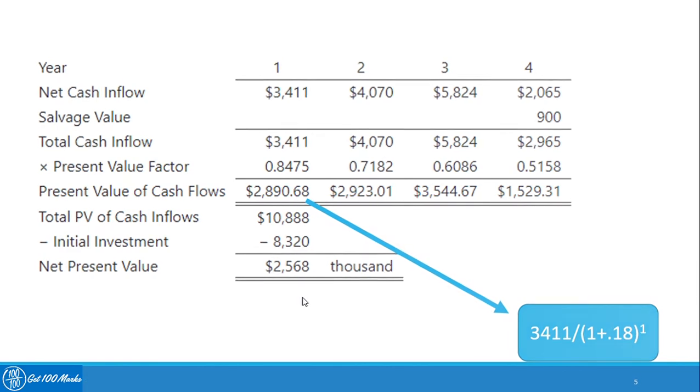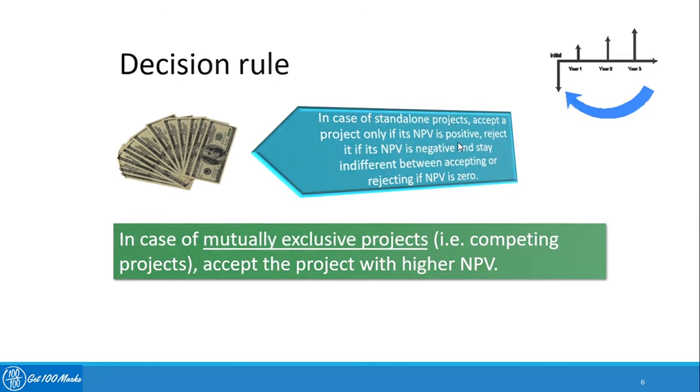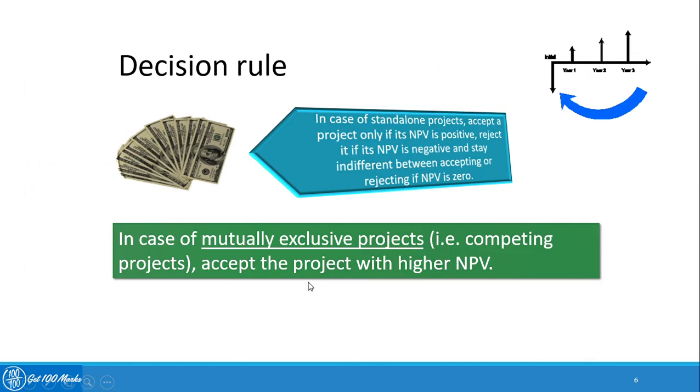So the decision rule here is that in case of a standalone project, accept a project only if its NPV is positive, as we just now saw, 2568 positive. Because in that case, we are saying that the present worth of future cash flows is more than the initial investment. Reject it if the NPV is negative, obviously, and stay indifferent between accepting or rejecting if NPV is 0. If NPV is 0, you may want to accept it or you may want to reject it. The call is completely yours. But if you have to choose between negative NPV and positive NPV, the choice is very clear. It has to be positive NPV.